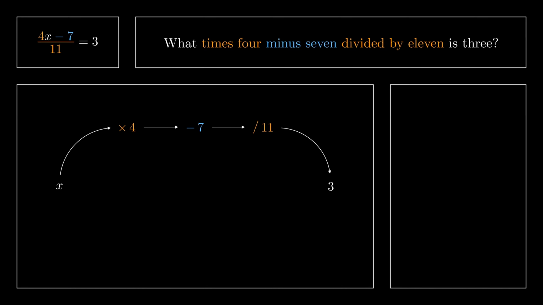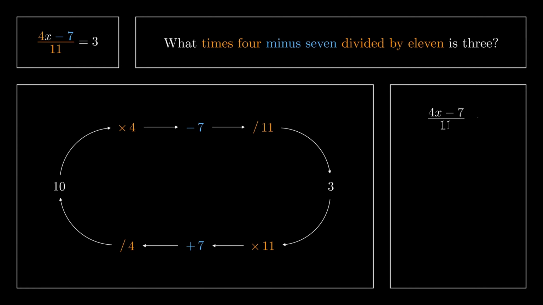Let's invert and reverse. The inverse of dividing by 11 is multiplying by 11. The inverse of minus 7 is plus 7, and the inverse of times 4 is divided by 4. 3 times 11 is 33, plus 7 is 40, divided by 4 is 10, and that's the answer. Let's check it. 10 times 4 is 40, minus 7 is 33, divided by 11 is 3. 3 times 11 is 33, plus 7 is 40, divided by 4 is 10.